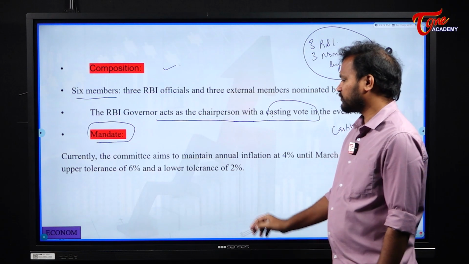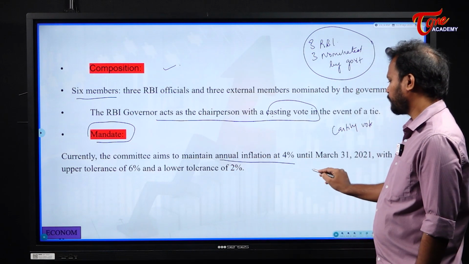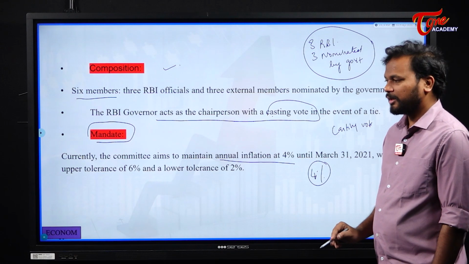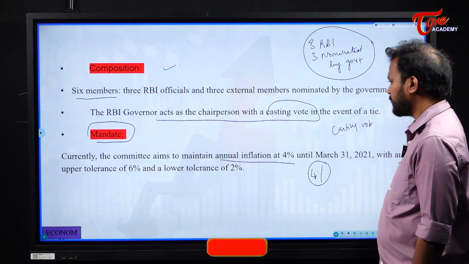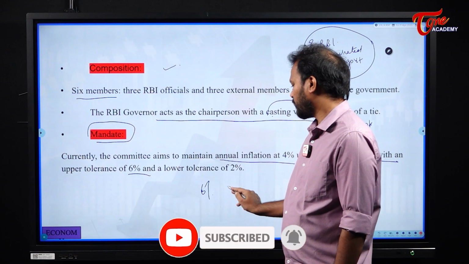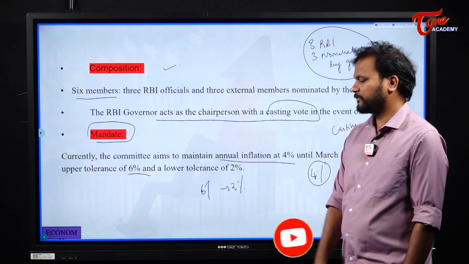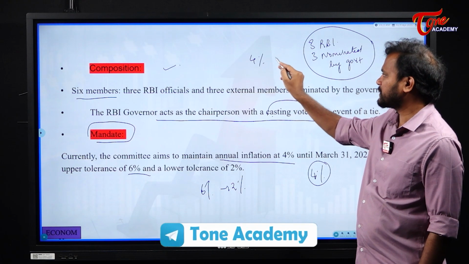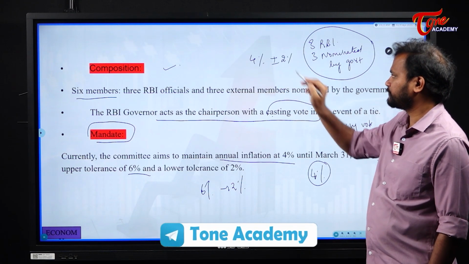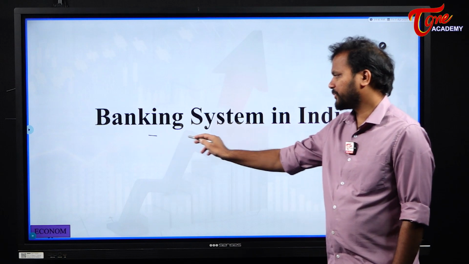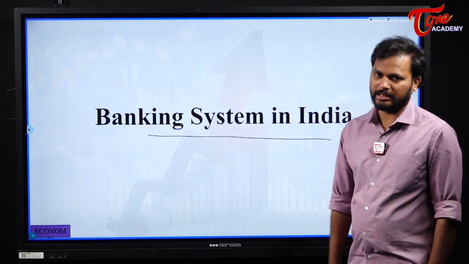Currently the committee aims to maintain annual inflation of 4%, with an upper tolerance of 6% and lower tolerance of 2%. Okay, it is 4% plus or minus 2%. Clear? Let's move to the next topic, that is the banking system in India.